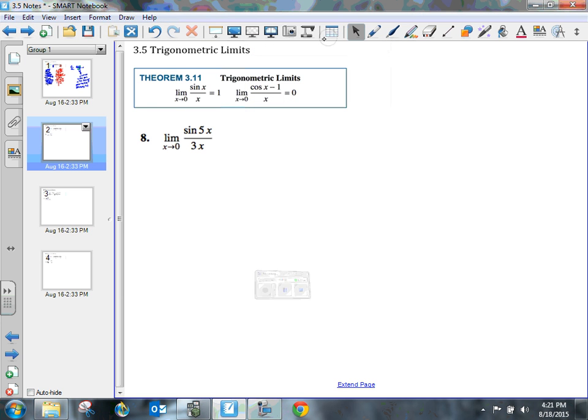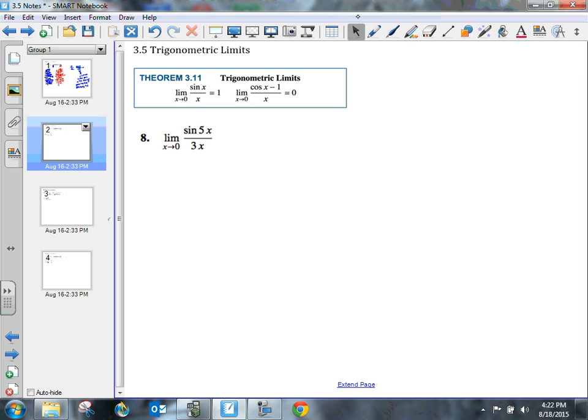Welcome back. This is 3.5 trigonometric limits. We're starting to do some practice problems here using our theorems, theorem 3.11 about these trigonometric limits. And number 8 is the limit as x approaches 0 of sine of 5x over 3x.